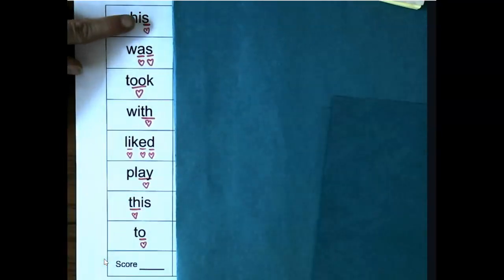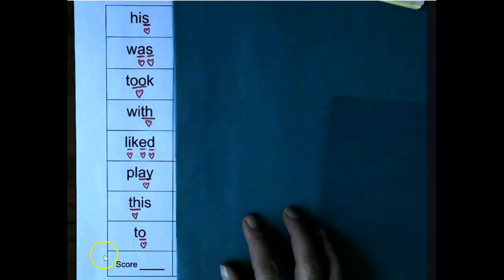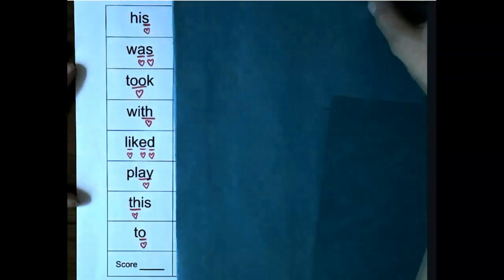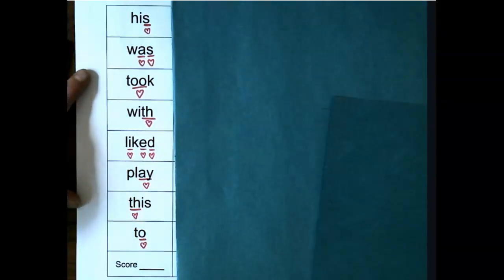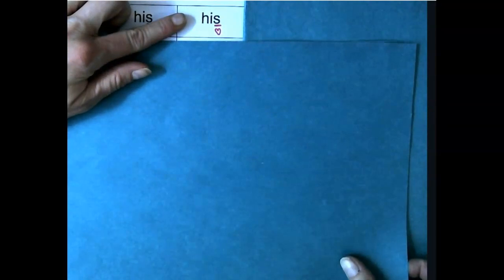To. Count up how many words you highlighted that you said correctly and write your score below. Then we're going to move on to the next column. We're going to see if you can beat your score and say even more correctly on this column. All right, get ready. Here we go. Say the word.